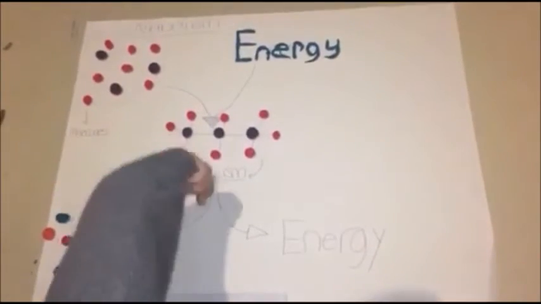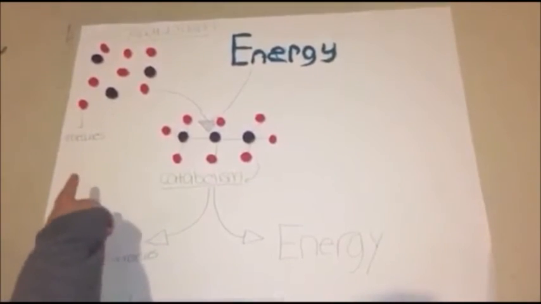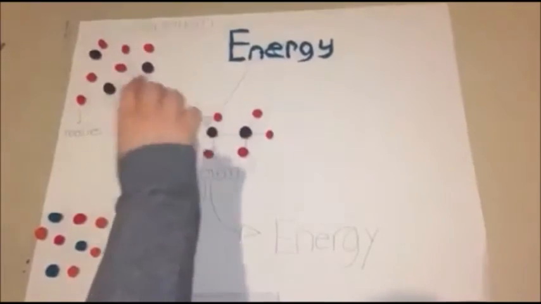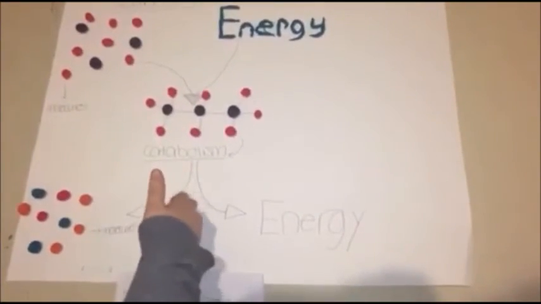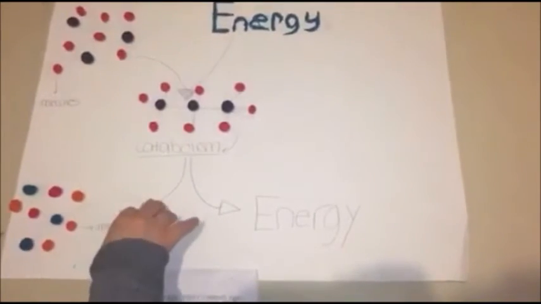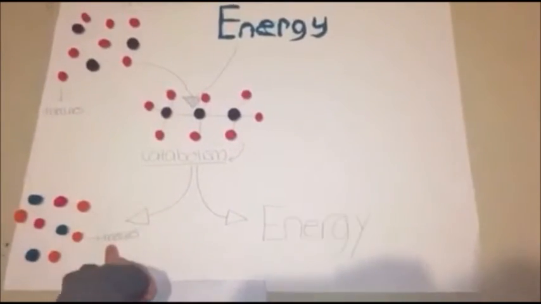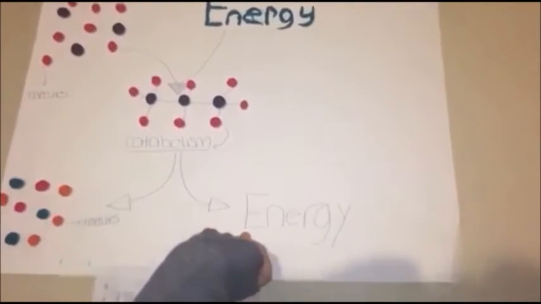As you can see in the anabolism, you have molecules and energy, and it forms a larger molecule. Then that breaks down through catabolism. The catabolism decomposes it to smaller molecules and energy.